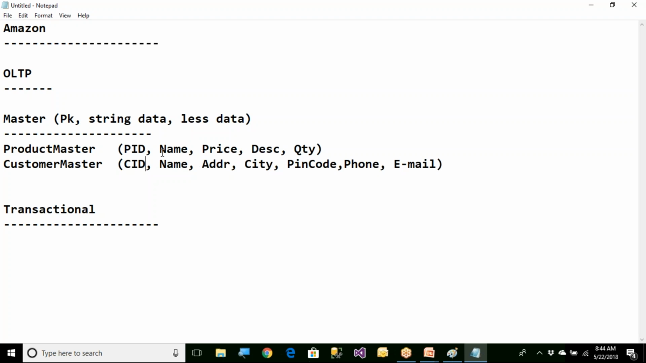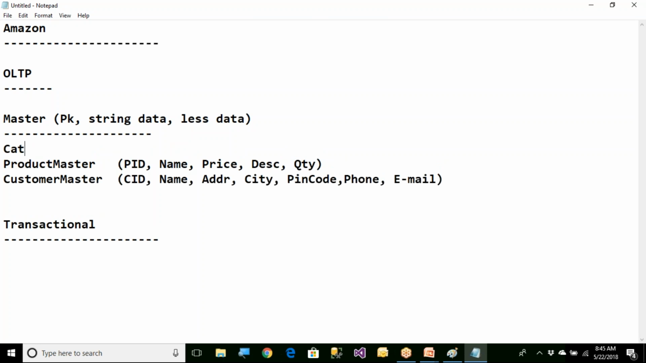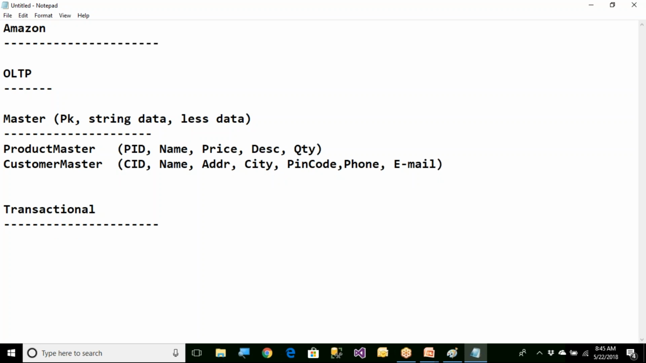So you will have more of string data, and somewhere you may find some numerical data, but more of string data will be there in the master tables. So I have taken product master, customer master, or you may have a table called categories also. For example, whenever you buy a product, you may have a categories table. Let us simplify this.